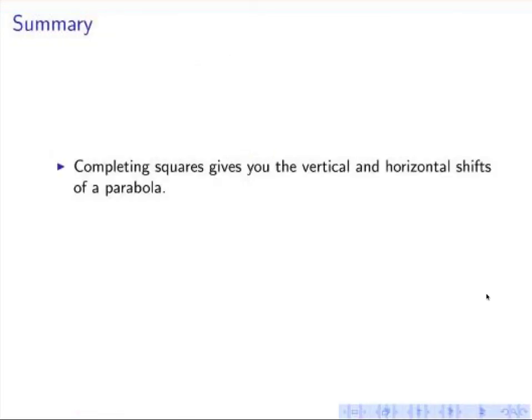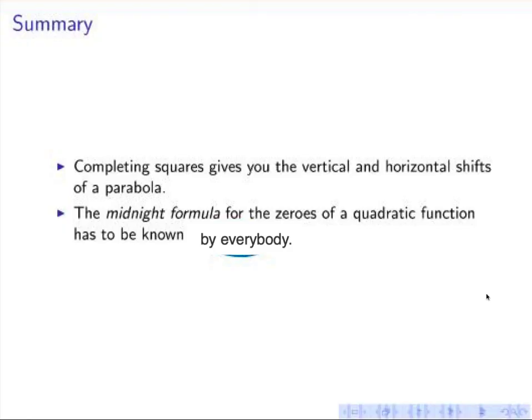Okay, so what did we learn from here? Completing squares gives you a lot of information about the geometry, so the vertical and the horizontal shifts of a parabola. And the midnight formula for the zeros of quadratic functions should be known by everybody.